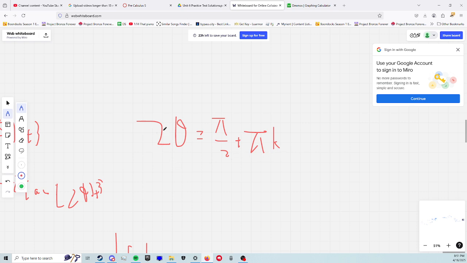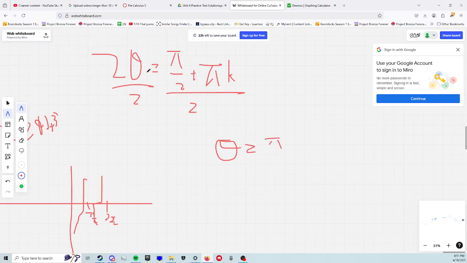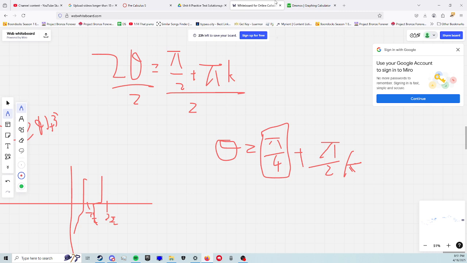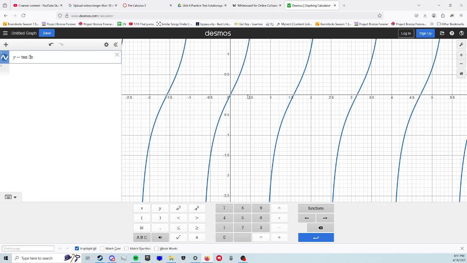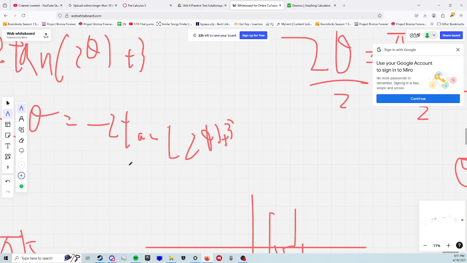So then, in order to get rid of this and make this normal theta, you have to divide both sides by 2. So theta equals pi over 2 divided by 2, which is pi over 4. Pi divided by 2 is pi over 2, so we got pi over 2k. This is our asymptote formula. So this means you start at pi over 4, and then the asymptote repeats every pi over 2. And we go back to our tangent equation.